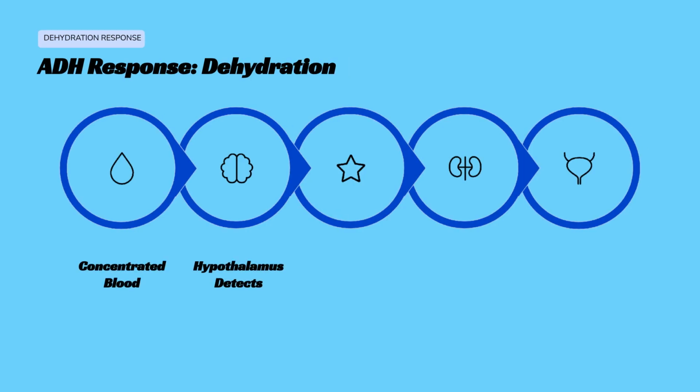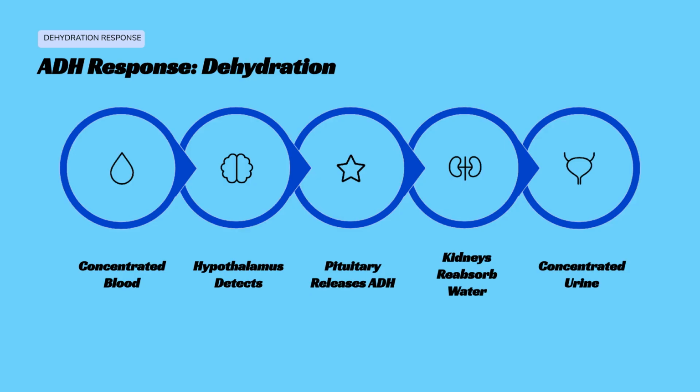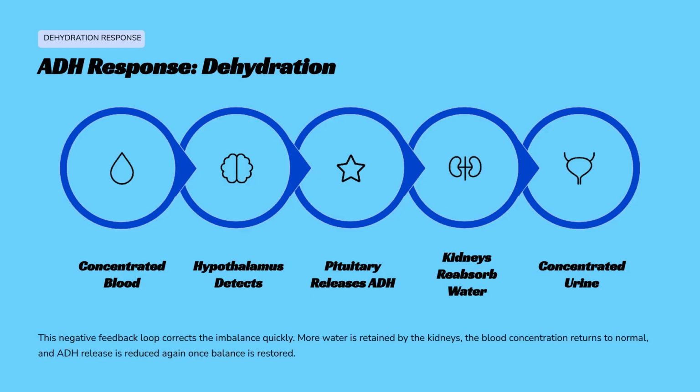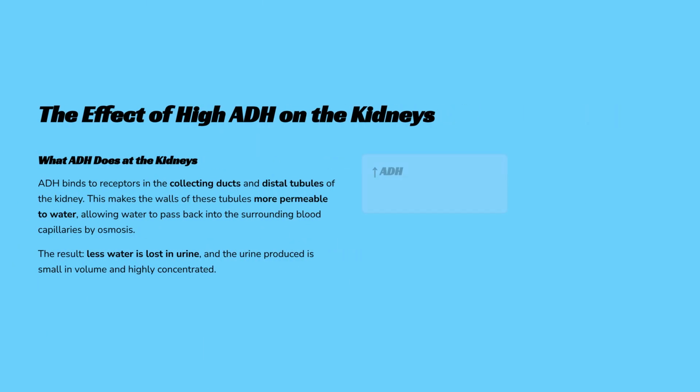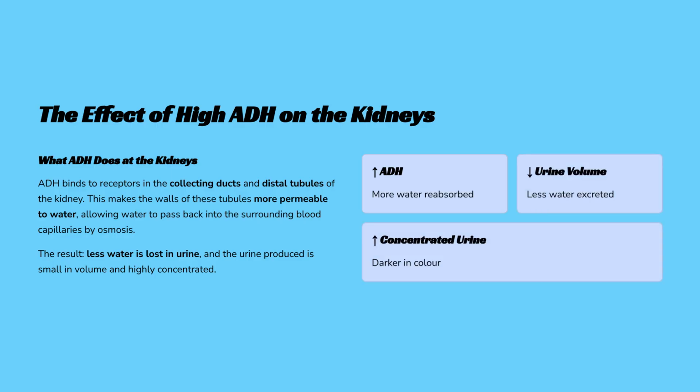During dehydration, the hypothalamus detects concentrated blood, signaling the pituitary to release ADH. The kidneys reabsorb more water, resulting in concentrated urine. This negative feedback loop restores normal blood concentration, reducing ADH release. High ADH makes kidney collecting ducts and distal tubules more permeable to water. More water is reabsorbed by osmosis, leading to a decreased urine volume. The resulting urine is small in volume and highly concentrated, or darker in color.